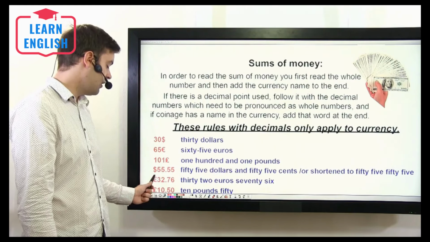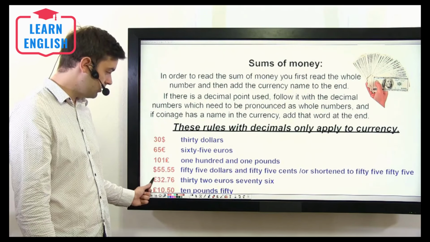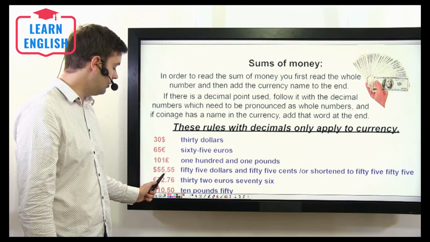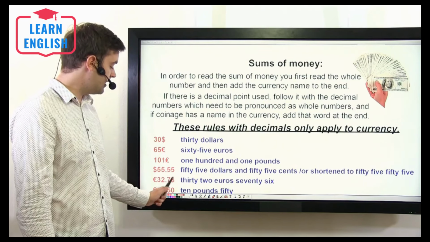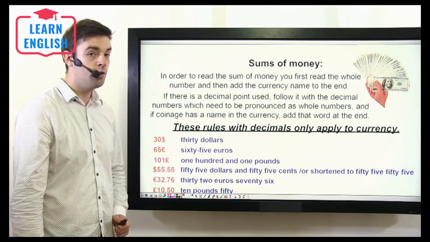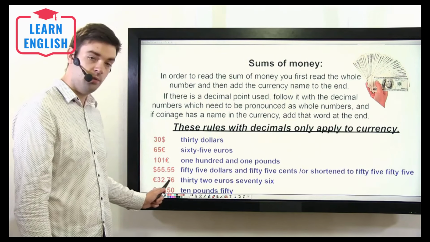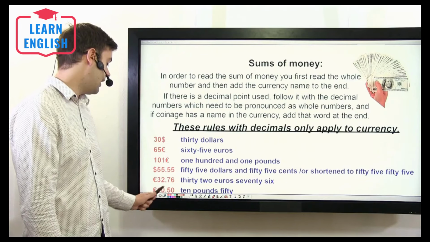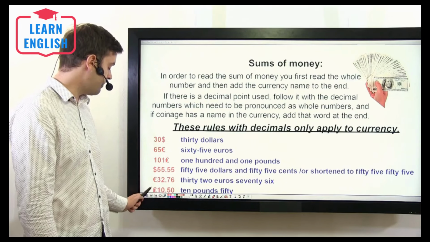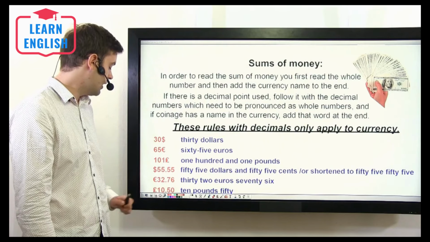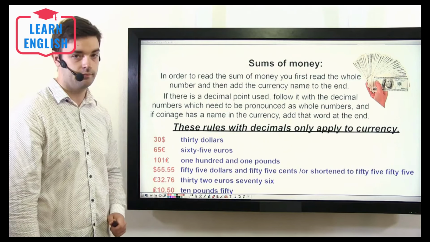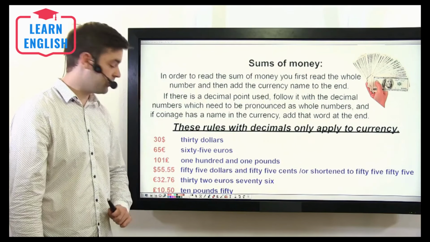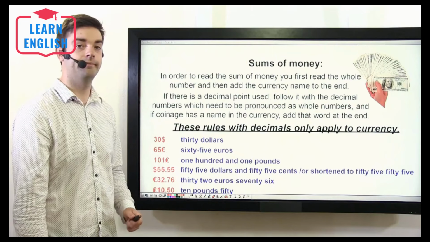Here we have 32 euros 76. You can shorten it to 32.76. Here we have £10.50. Or you can shorten it to 10.50.